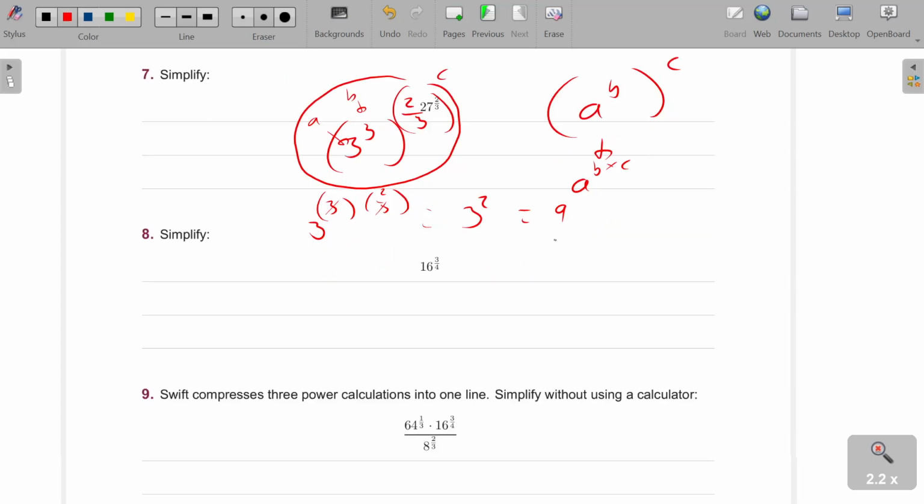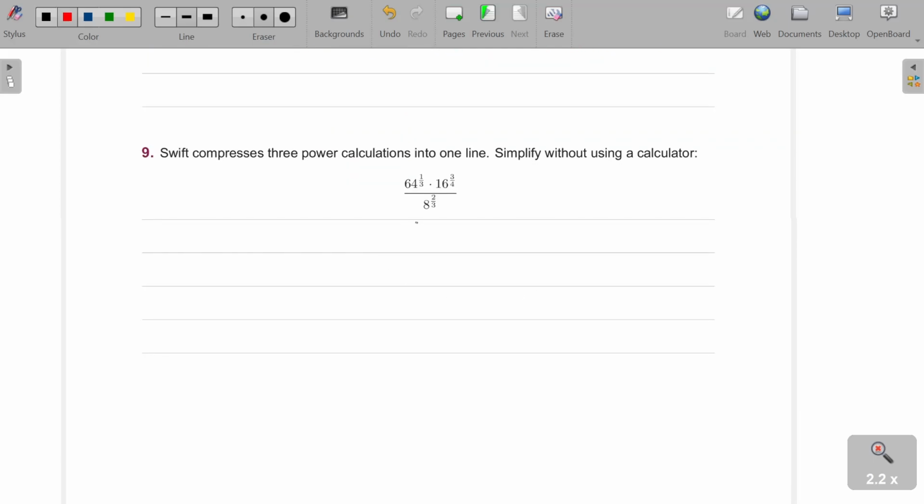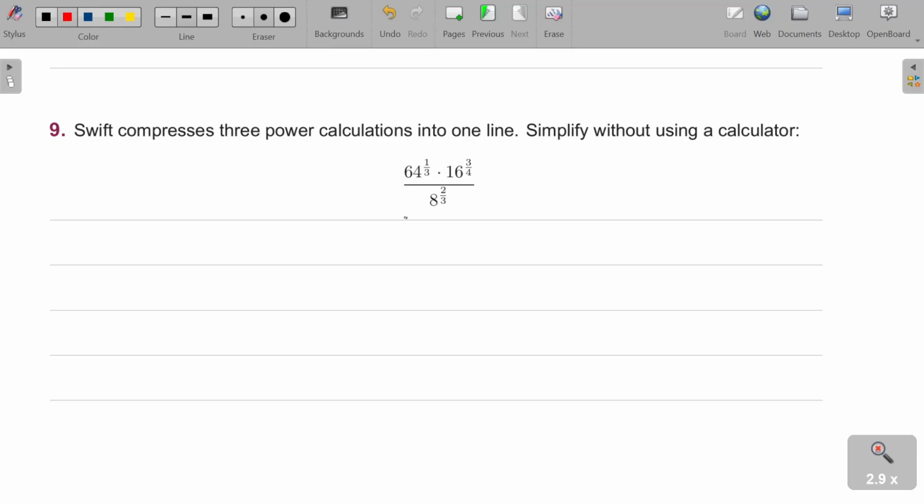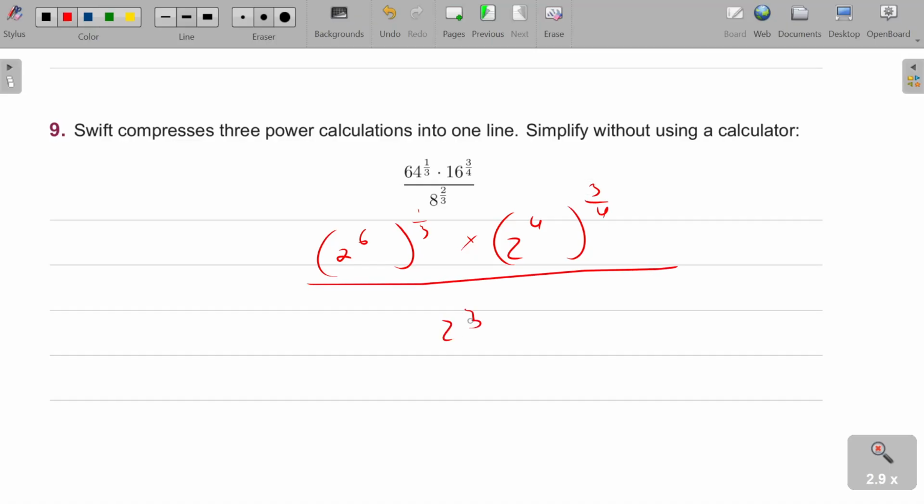Okay, and we're going to move on to this one. Now, again, these are going to be all powers of 2. So this is going to be 2 to the power of 6. 64 is 2 to the power of 6, 1 over 3, and that'll be 2 to the power of 4. You can check this with your calculator, of course, but 2 to the power of 4 is 2, 4, 8, 16, right? That is 16, but that's raised to the power of 3 over 4, and you divide that by 2 to the power of 3, which is raised to the power of 2 over 3.